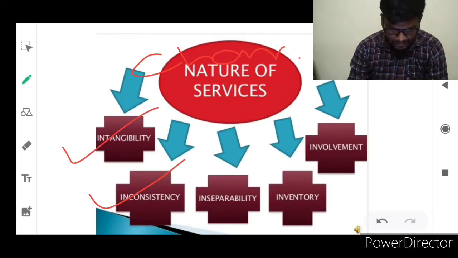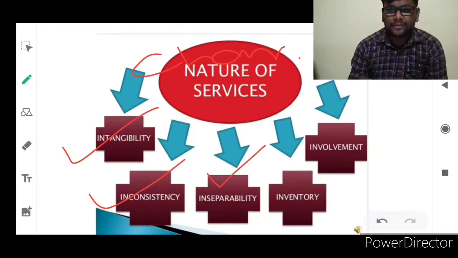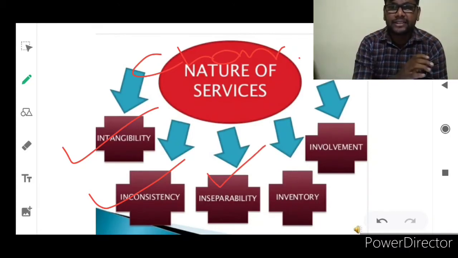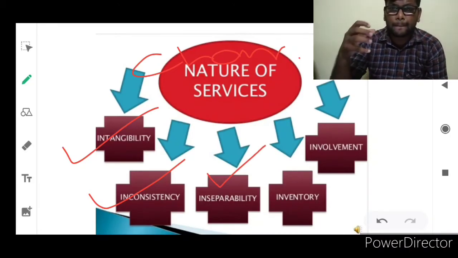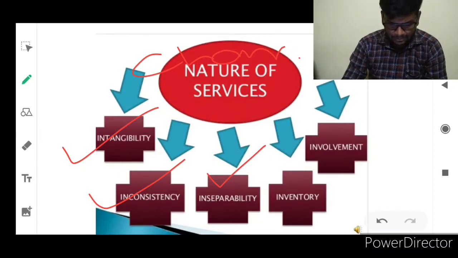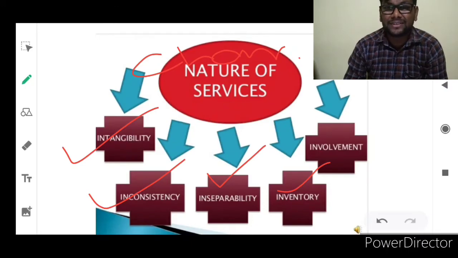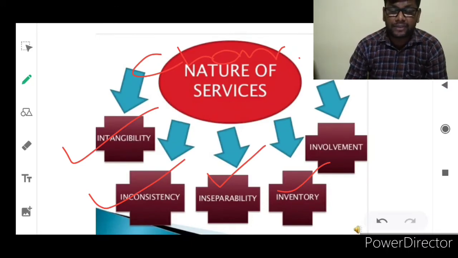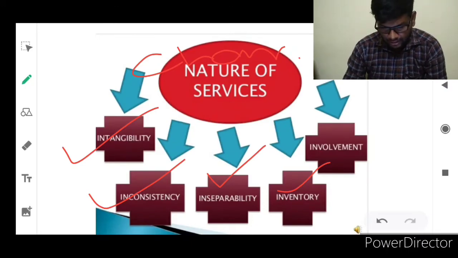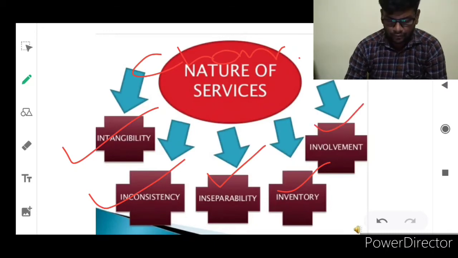And inseparability. So we cannot split, we cannot separate. It is being mingled with it. Inventory. We cannot consider the services as stock inventory likewise. And involvement, like societies, involvement. Social. Like this.